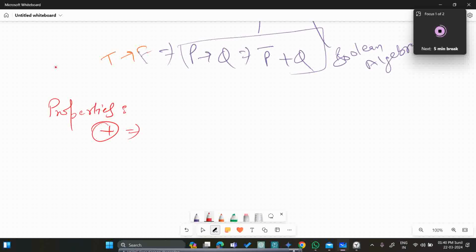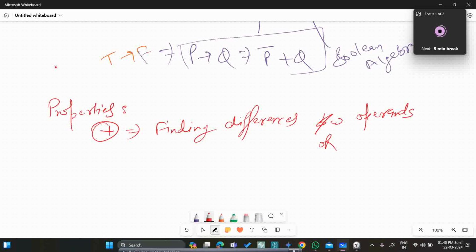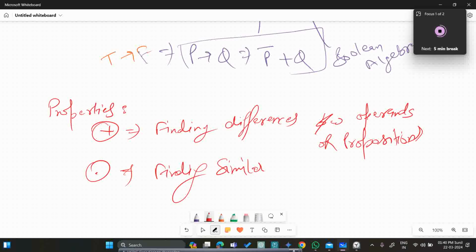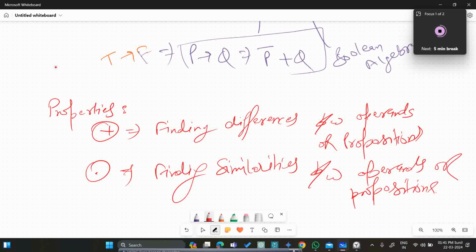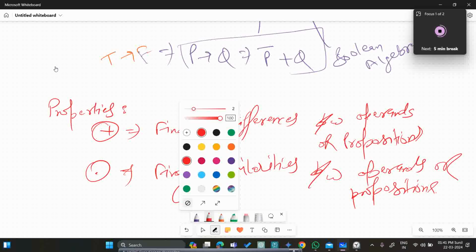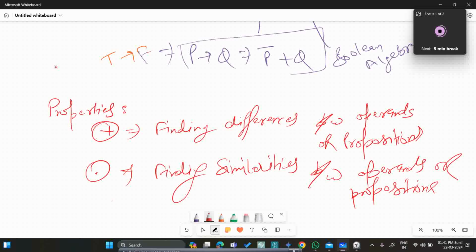XOR is equivalent to finding differences between operands or propositions, and XNOR is equivalent to finding similarities between operands or propositions. So this is how we do it.